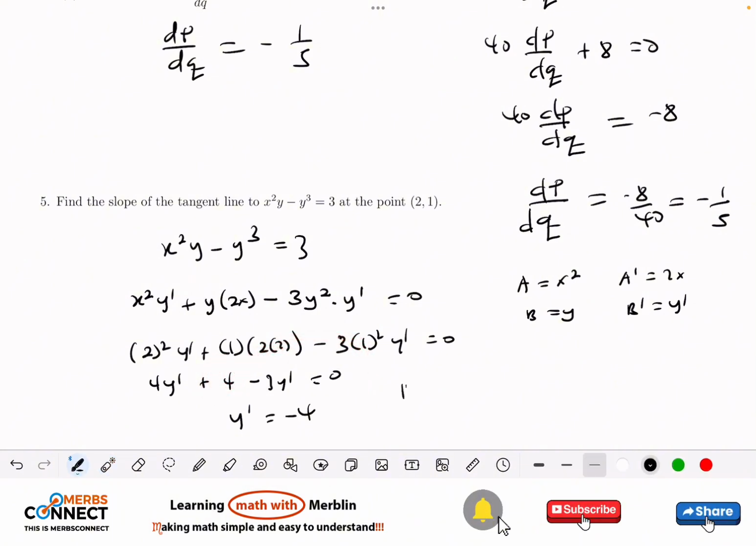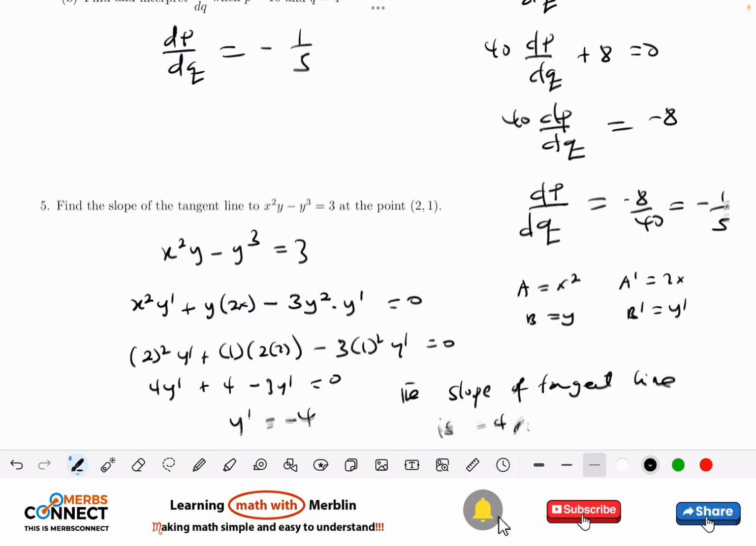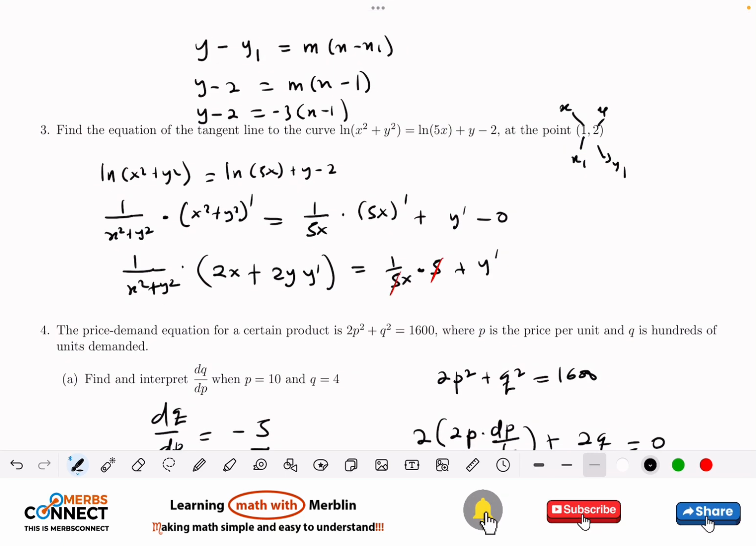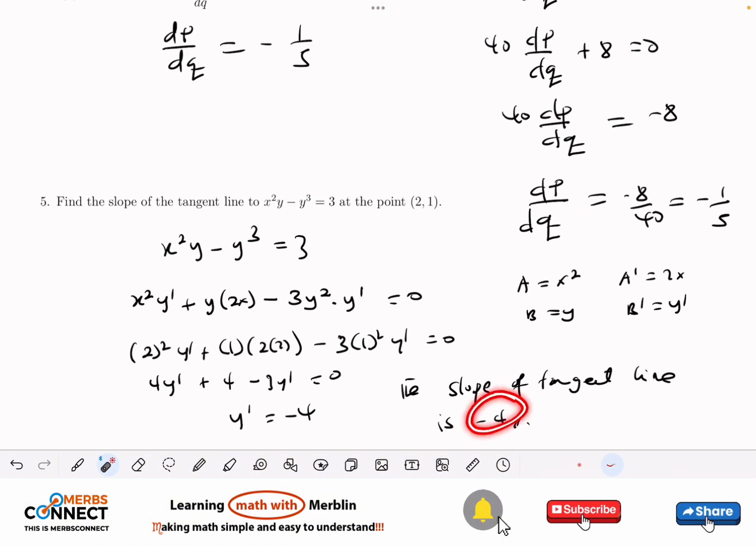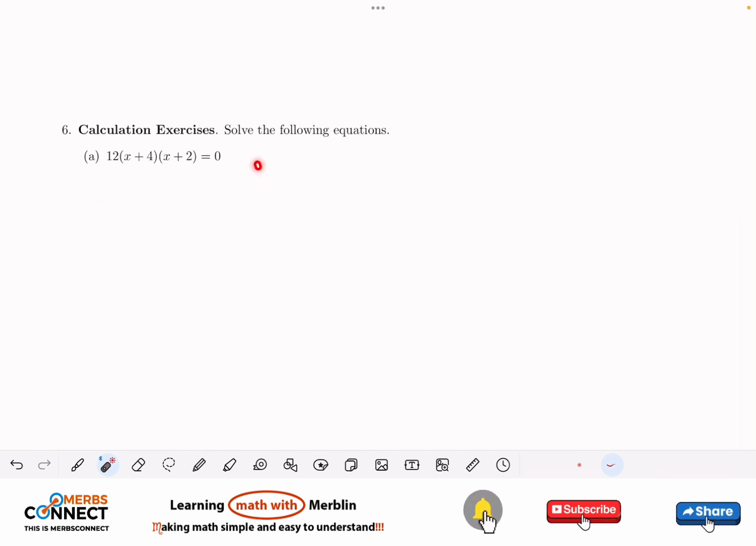So the slope of the tangent line is minus 4. So that is how we're supposed to do it. If the question asks us for finding the equation of the tangent line, then we need to quote this formula here. And then when we finish, we plug in our minus 4 in the equation of the tangent, right? So I have this one for you. Just do it, put it inside the comment section.